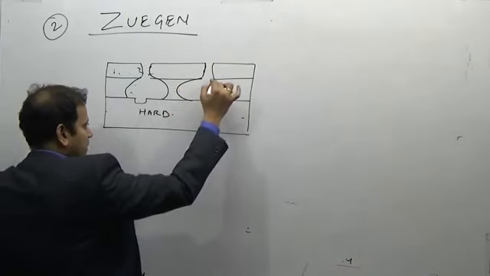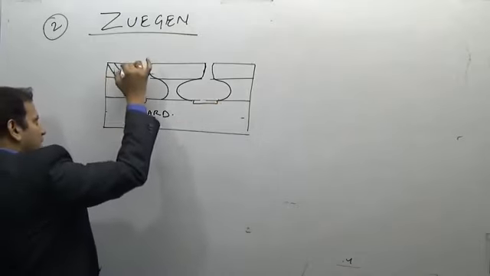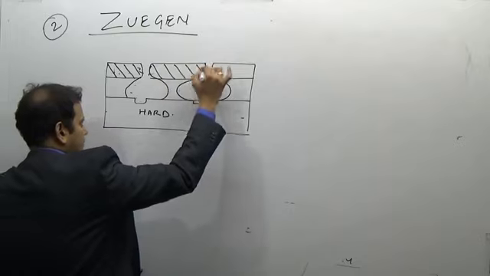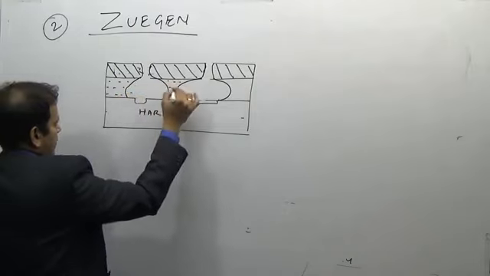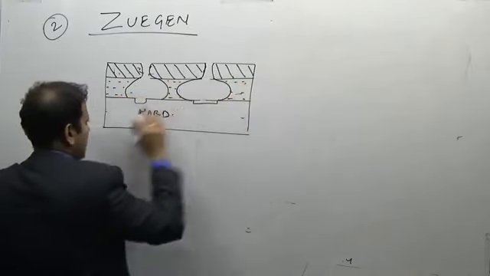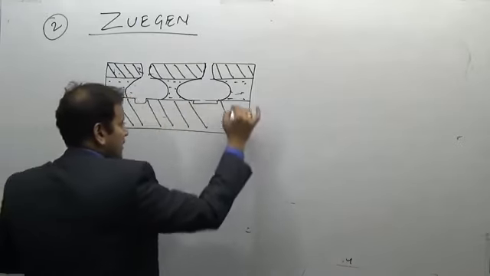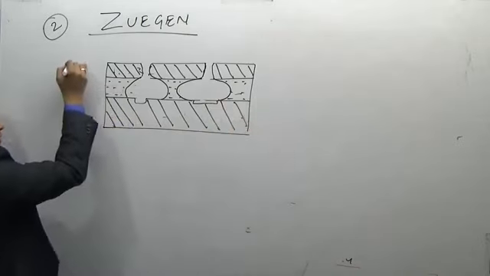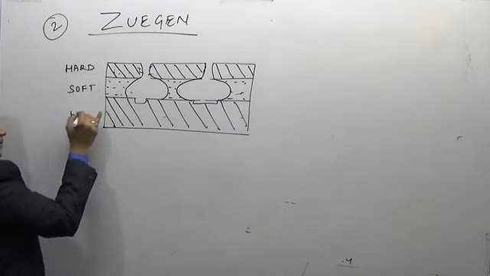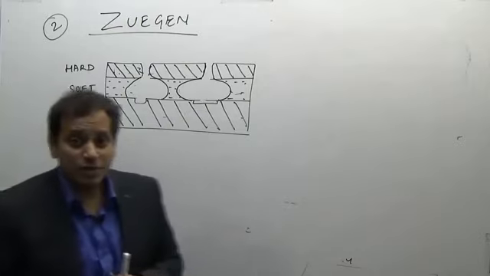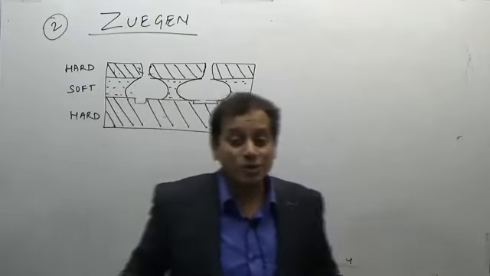Soft rock will be eroded much, much greater than the hard rock. So there is an alternate layer of hard, then soft, and then again hard rocks. And due to differential erosion, it will result in the formation of a topography which looks like a bottle of ink. Such an interesting topography is known as Zeugen.